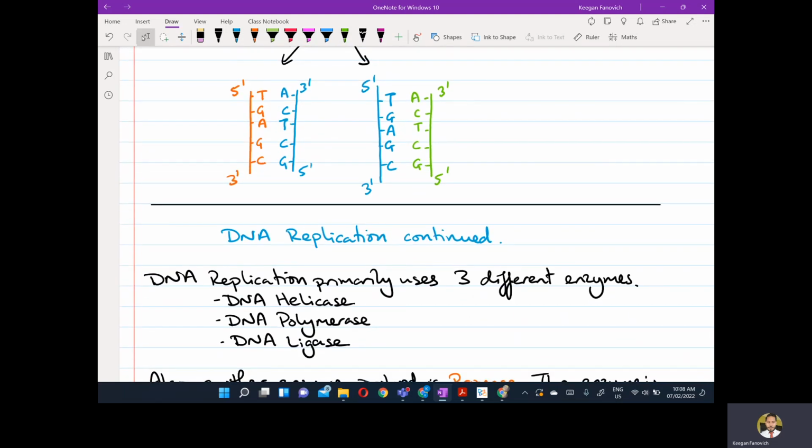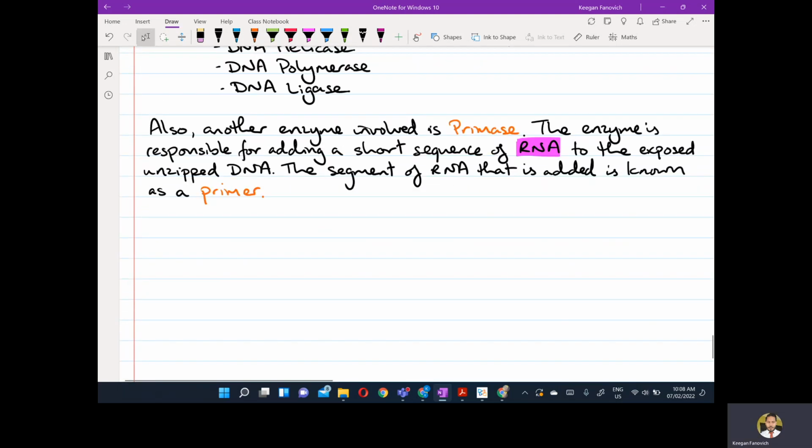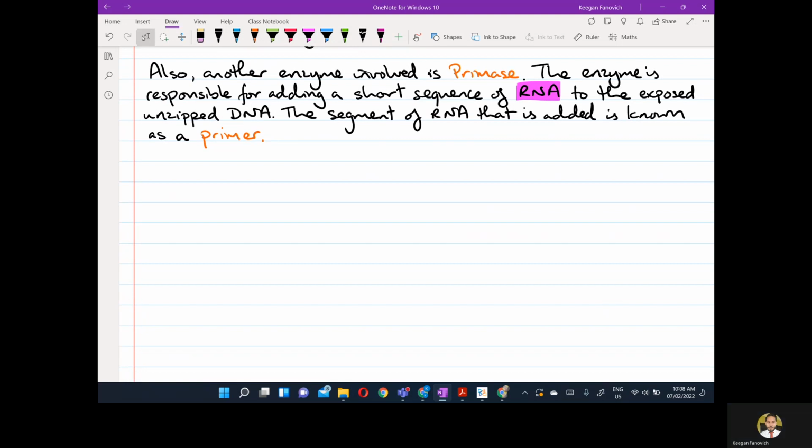Now, if you try to unzip the entire DNA all at once, then unfortunately that would mean that the DNA would become unstable and it could potentially react to things on the outside. We don't want that. So the primer, right?